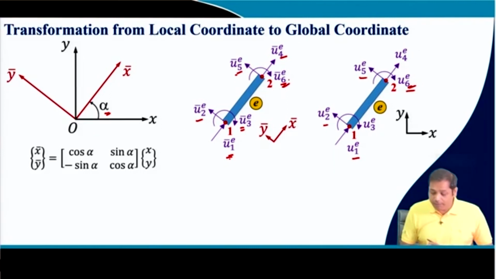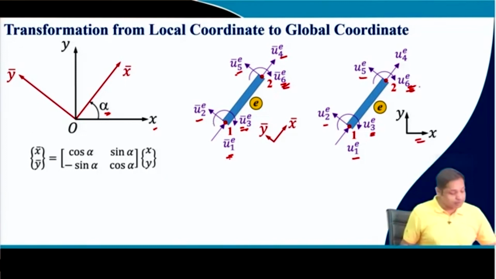U1, U2, U4 and U5 are the translation degrees of freedom. What happens to U3 and U6? You see, because of this transformation, U3 and U6 will remain unchanged. Whatever rotation you have with respect to the local axes, the same rotation will be there with respect to the global coordinate system. So we can say that U3 prime will be equal to U3, and U6 prime will be equal to U6.